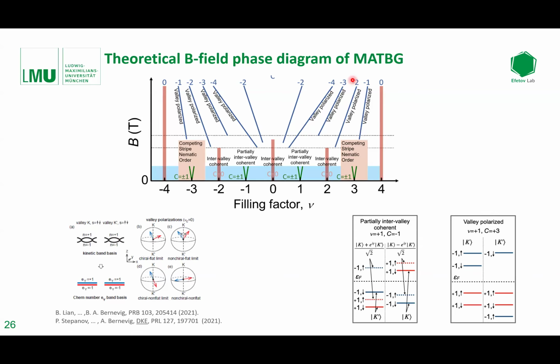However, as you can see, while high magnetic field helps polarize the system into these valley polarized states, close to zero magnetic field, things actually become much more complicated and much more messy.